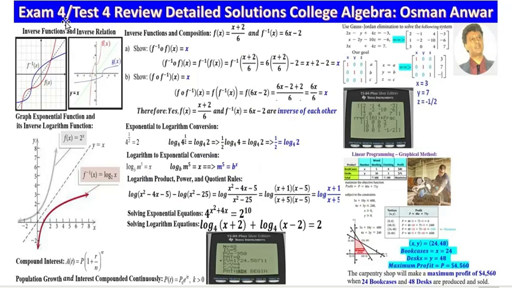This is exam 4, test 4 review, detailed solution, college algebra. In this exam 4 review, we'll look at Gauss-Jordan elimination to solve system of equations such as 2x minus y plus 4z equals minus 3, x minus 2y minus 10z equals minus 6, 3x plus 4z equals 7.